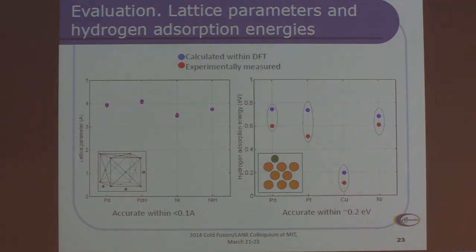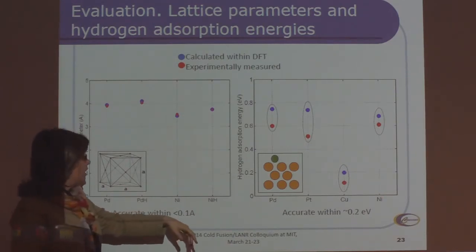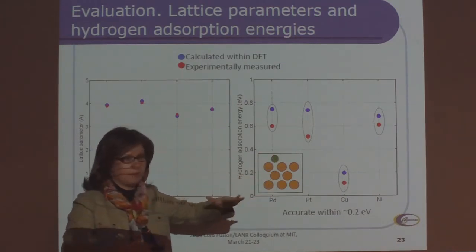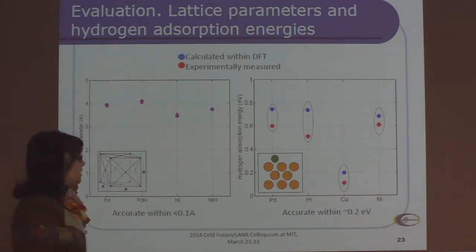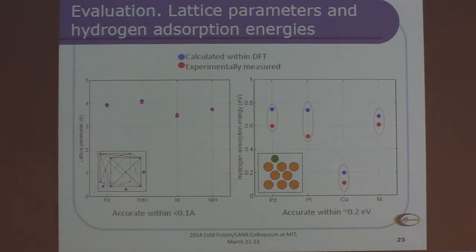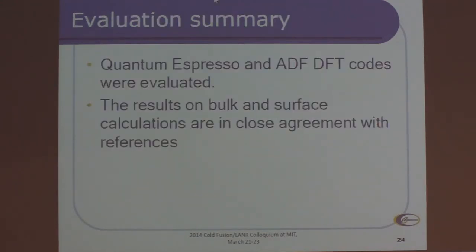The lattice parameter, calculated for palladium, palladium hydride, nickel, nickel hydride. And you see blue is the numbers I've got, and red is experimentally measured, where available. Go to Wikipedia. The match is within 0.1 angstrom. Absorption energy: what is the energy of the hydrogen absorbed on the palladium or nickel or any other surface? Those calculations were done for palladium, platinum, copper, nickel. Once again, blue is calculated, red is experimental. The numbers are accurate within 0.2 electron volt. So we're close. And for those purposes, I evaluated two packages: Quantum Espresso, which is open source DFT software, and Amsterdam Density Functional, ADF, which is a commercial DFT code, and I had it for 1 month, so truly enjoyed it.